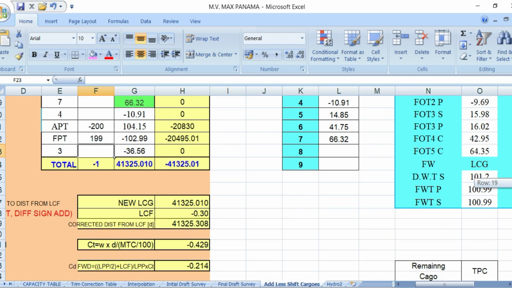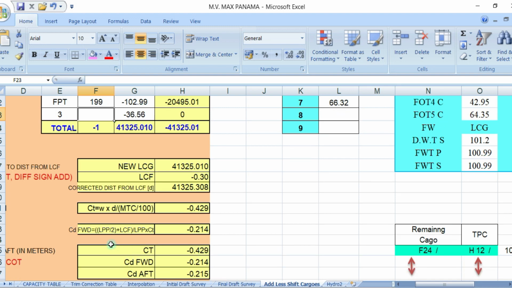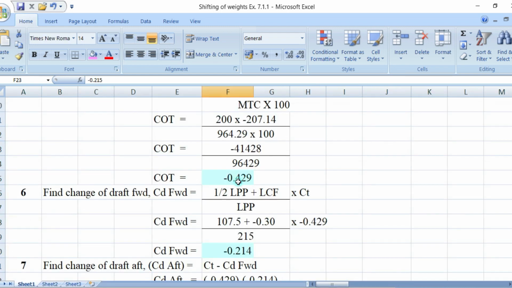And the change of trim will be this formula, that will be negative 0.429, which is this one. Negative 0.429, okay? Once you've completed this change of trim, you have to find the change of draft forward. CD, change of draft forward.